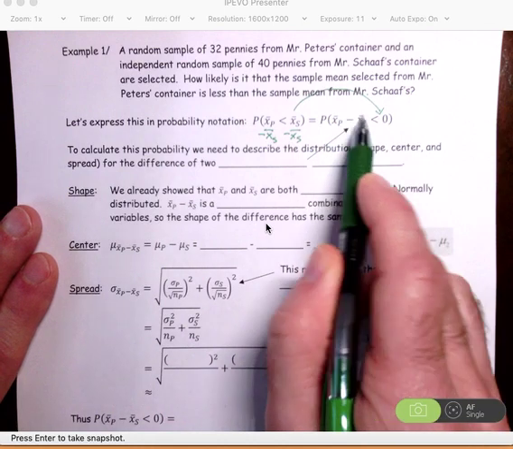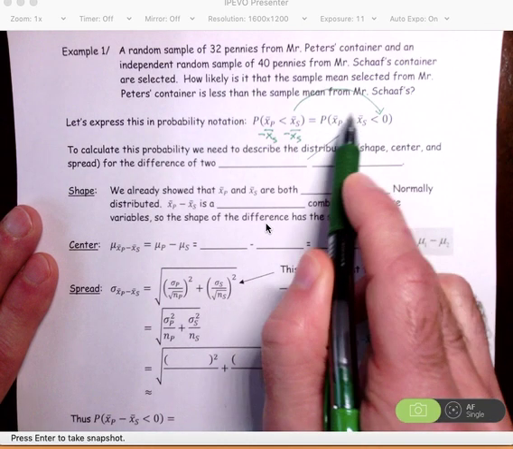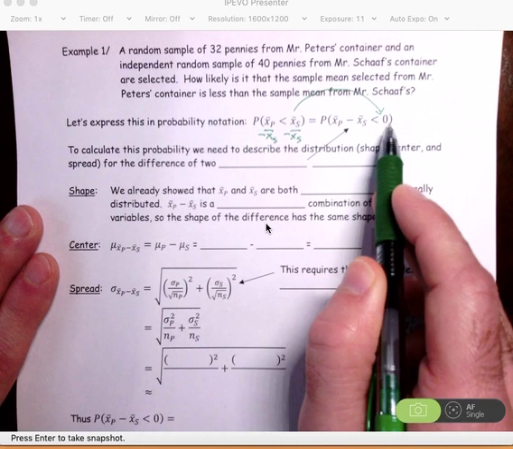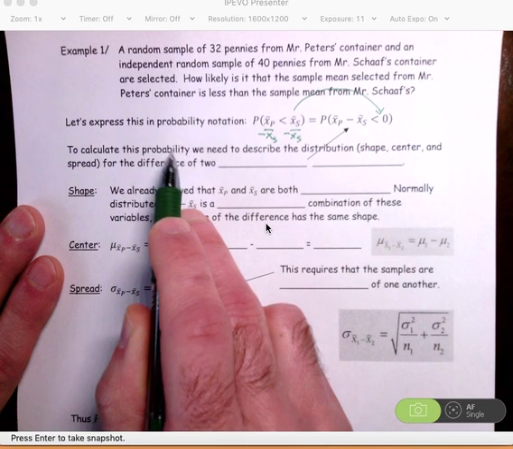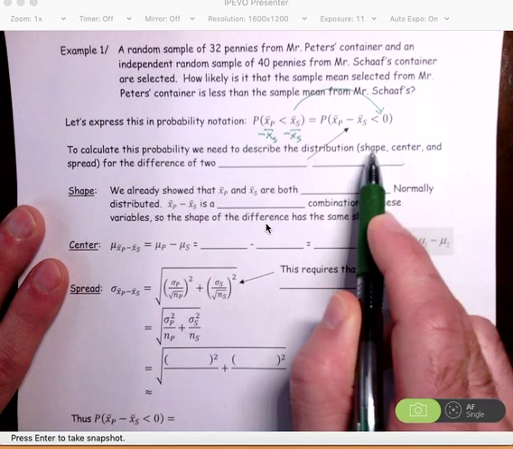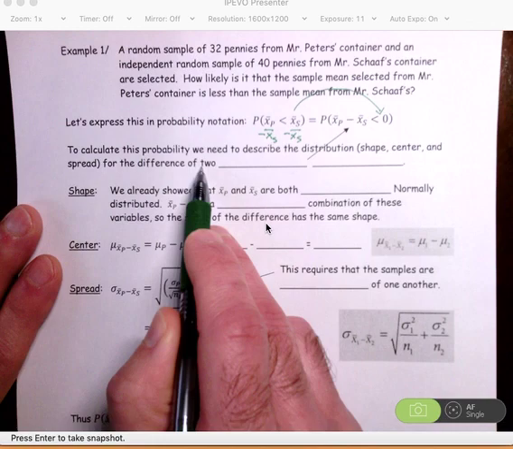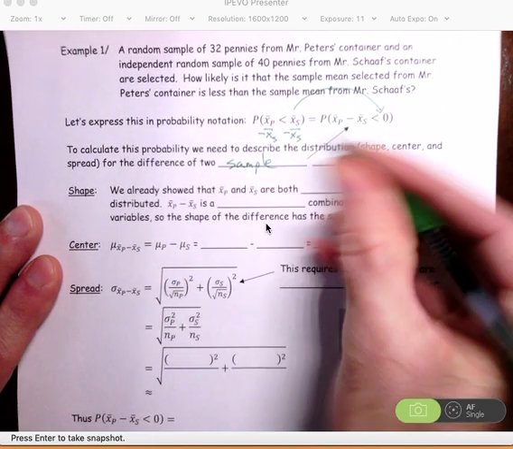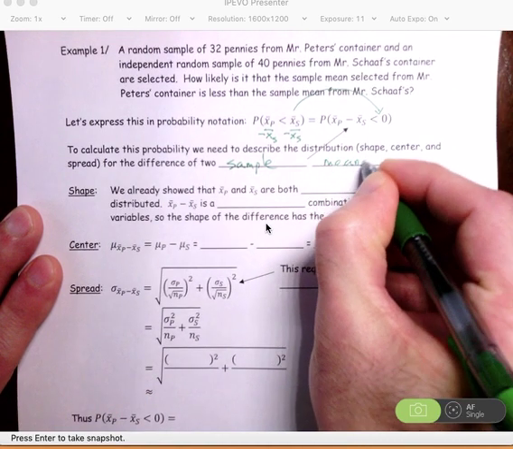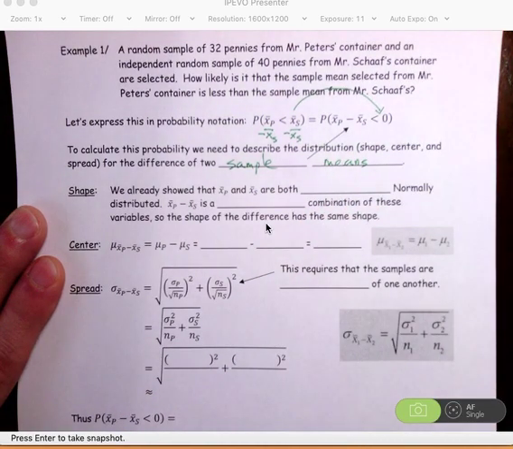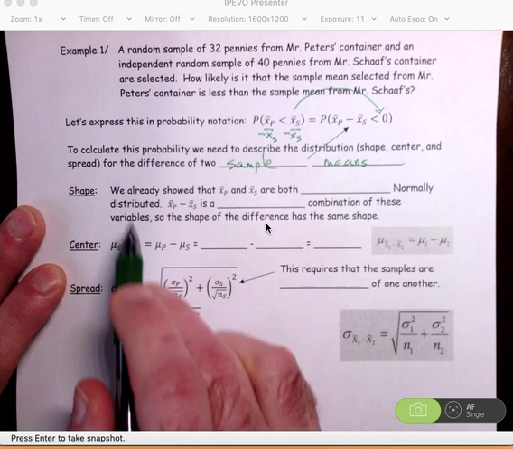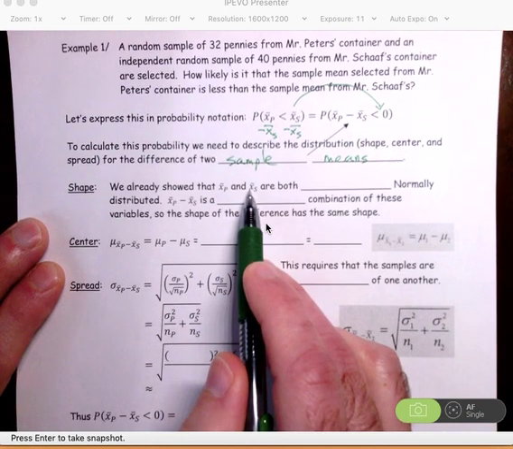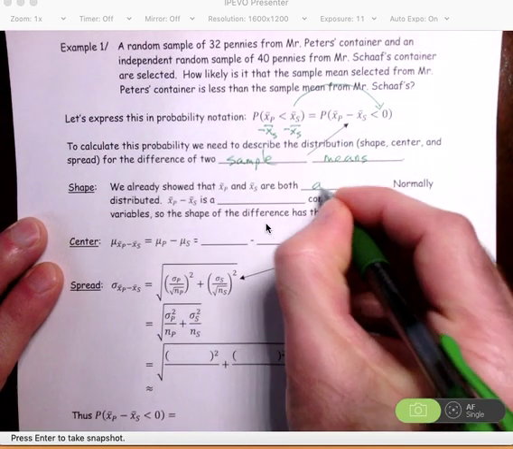So we can find the shape and the center and the spread of this difference, and then we can use that to calculate the probability that that difference is less than 0. So to calculate that probability, we have to describe the shape and the center and the spread for the difference of two, in this case, sample means. That's what makes this a sampling distribution, because we are working with sample means. Those are sample statistics, and we already know that the sample mean from Peters and the sample mean from Schaaf, those are both approximately normal.